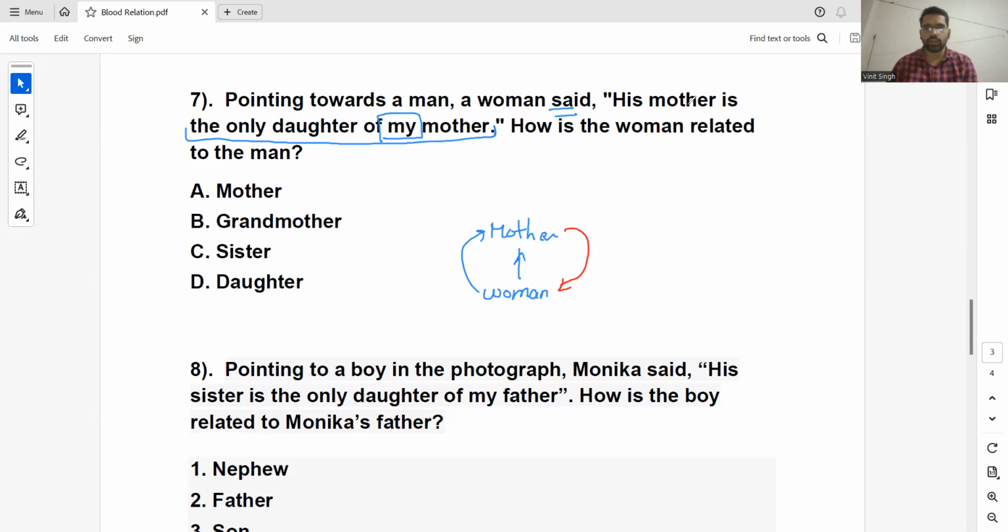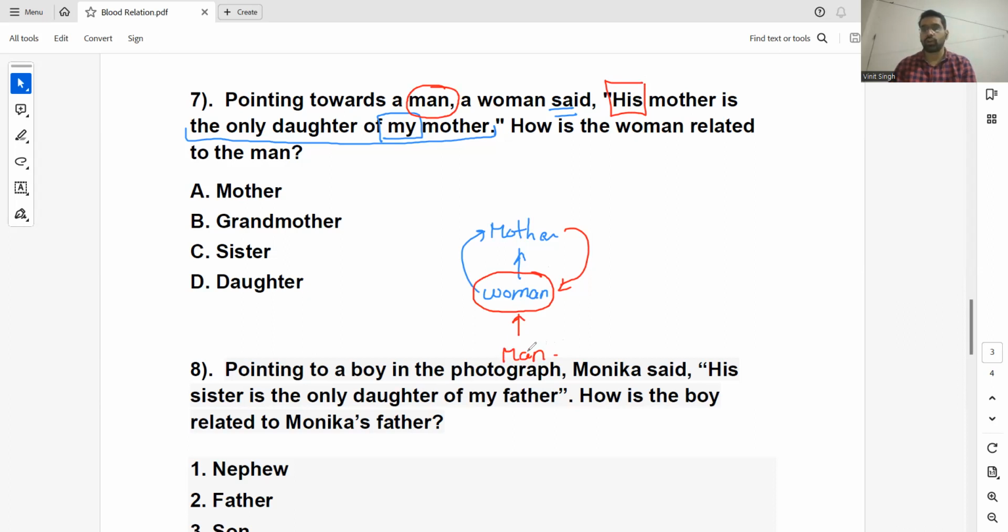His mother is the only daughter of my mother. "His" is used for that man. His mother is the only daughter of my mother, which is that woman. Now that woman is the mother of that man.